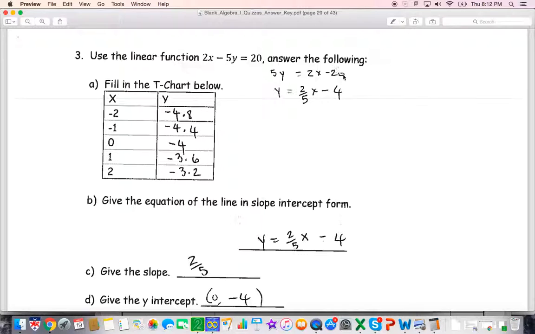And negative 20 over 5 is just negative 4. So we have y is equal to 2/5 x minus 4. And we now have it in slope-intercept form.